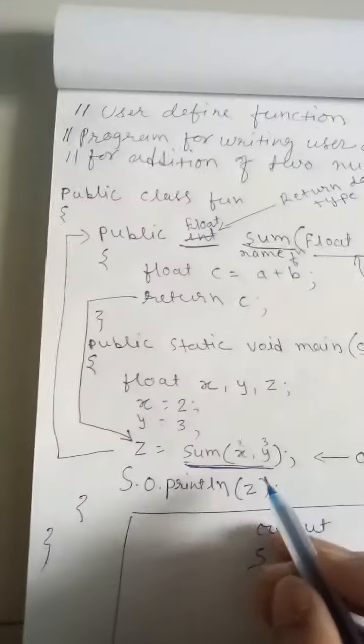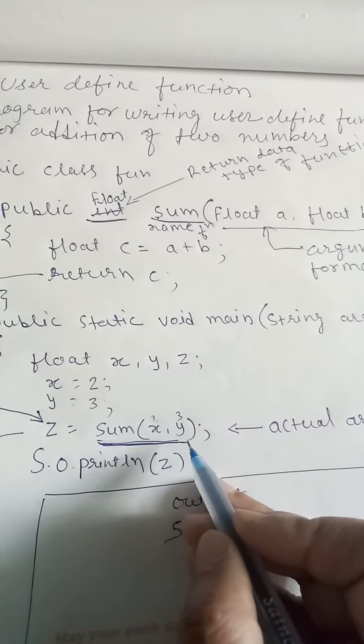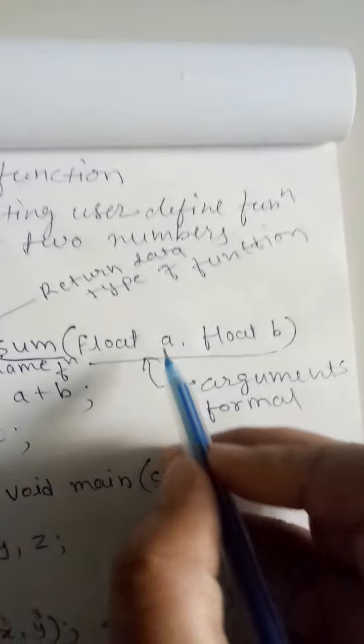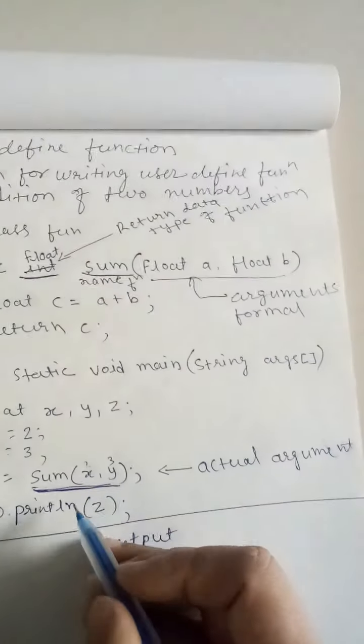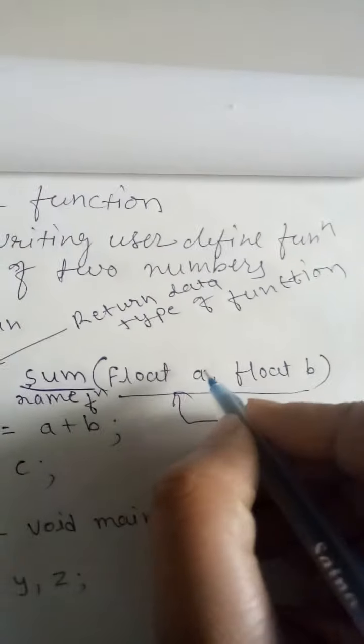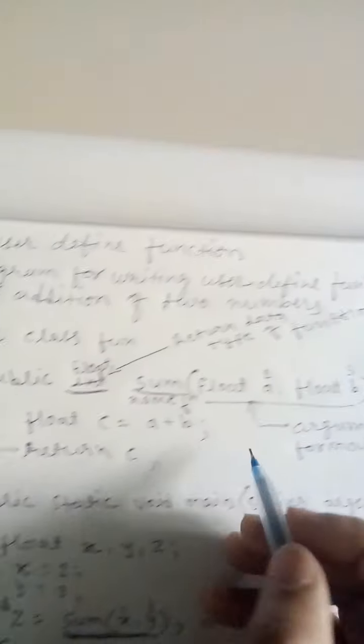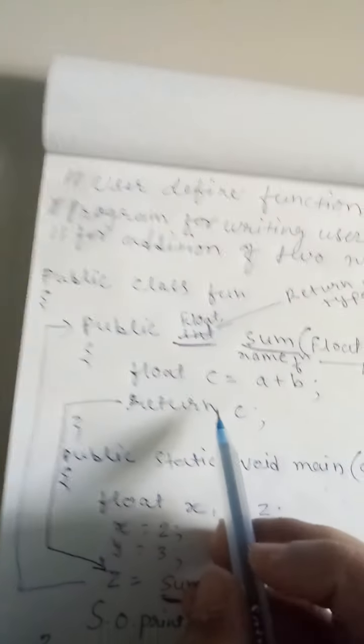So what will happen? The value of x and y will be copied into a and b. You can take any name. Here I have taken a and b. So value of x is 2, which will be copied into the first argument, and the value of y is 3, which will be copied into the second argument. Now the function part will be executed.